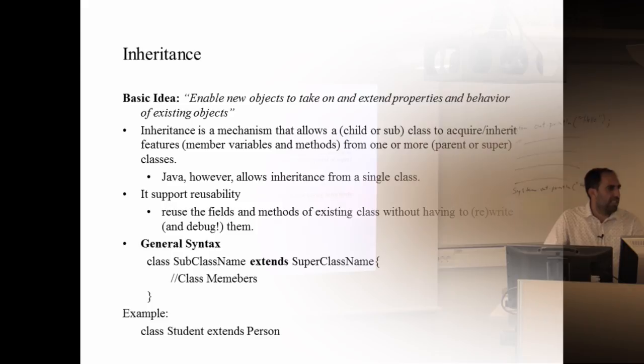Inheritance is another important feature of object orientation, and this feature enables new objects to take on and extend the properties of existing objects. For example, if you have defined some properties within one object, and you want to extend those properties while keeping the existing objects separate, you can delegate the properties of the existing objects to the new objects. This is done through a mechanism called inheritance. This mechanism allows a child or a subclass to acquire or inherit the data members and member methods from one or more parent classes or superclasses.